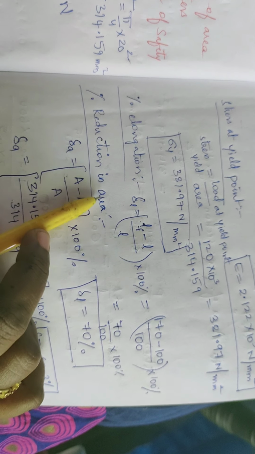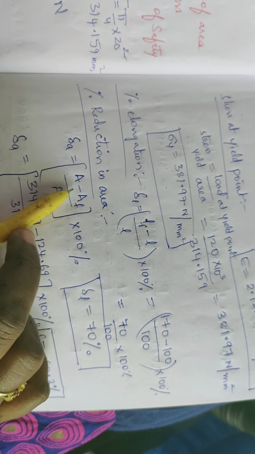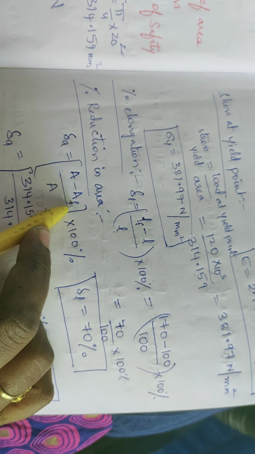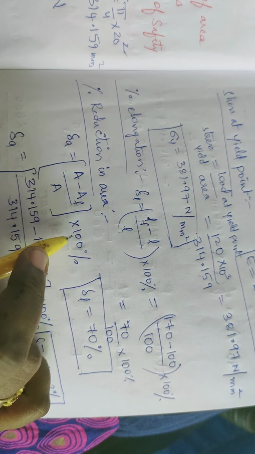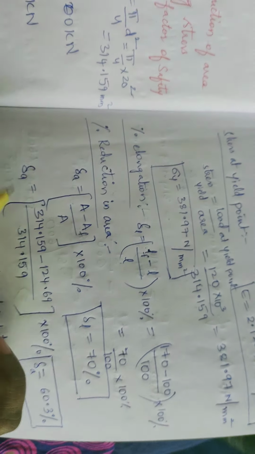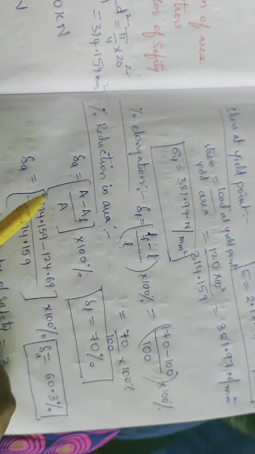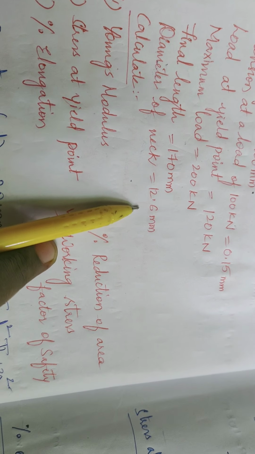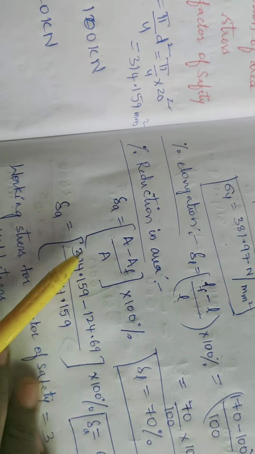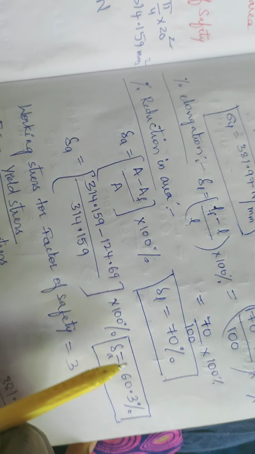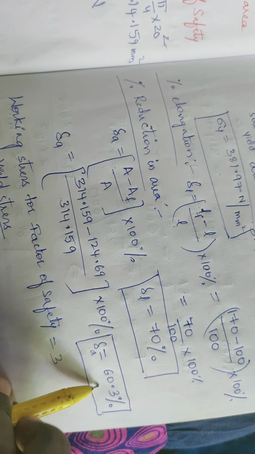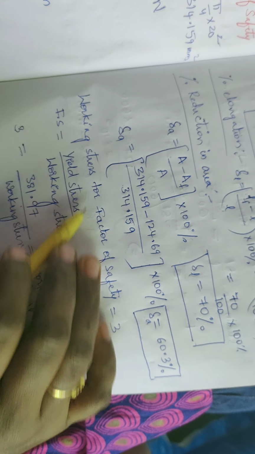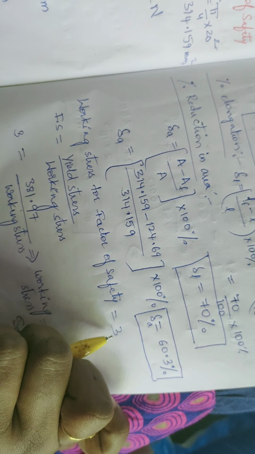Next, percentage reduction in area. It is original area minus area after failure by original area into 100%. So original area by using of 20 we found it. Next, area of the failure is by making use of this diameter of the neck 12.6 mm we found it. So we have calculated everything. We got area is equal to 60.3%.